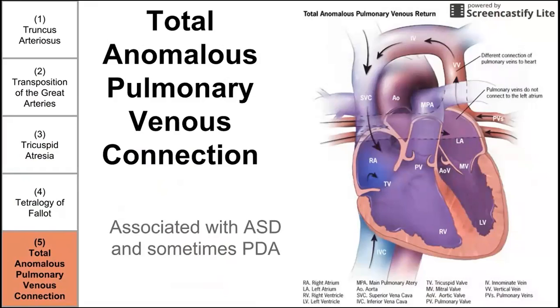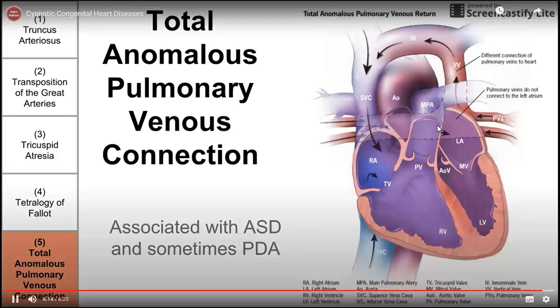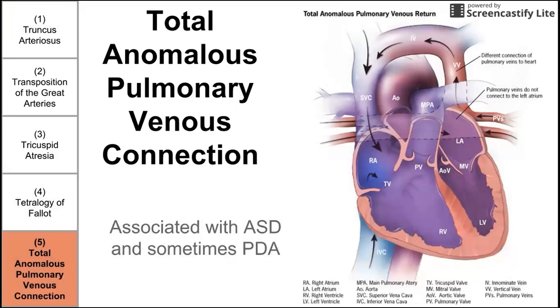Now, in order for a patient to survive with this, it needs to be associated with an atrial septal defect to allow that mixed blood in the right atria to go into the left atria and then go through the systemic circulation that way. We sometimes also see a patent ductus arteriosus. Again, that's a connection between the aorta and the pulmonary artery, and that can help with the mixing of blood and the connection between the left and right circulations here as well. This is total anomalous pulmonary venous connection.